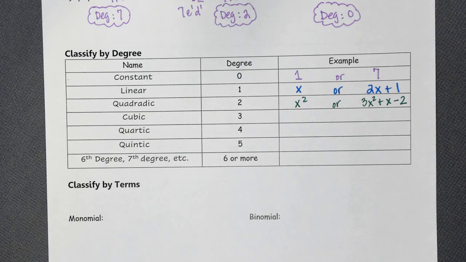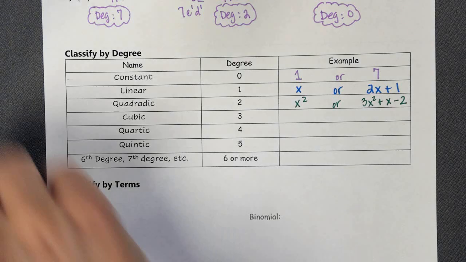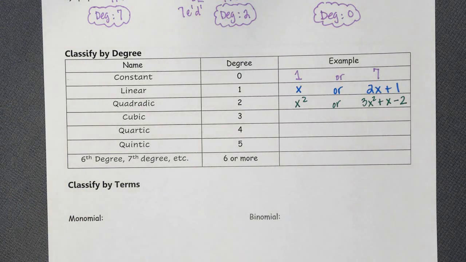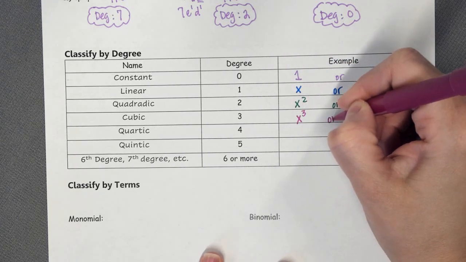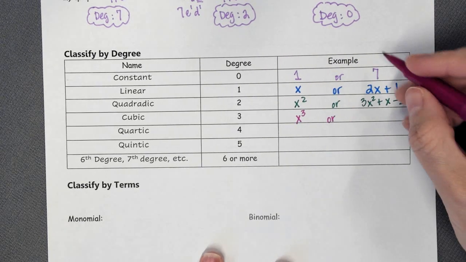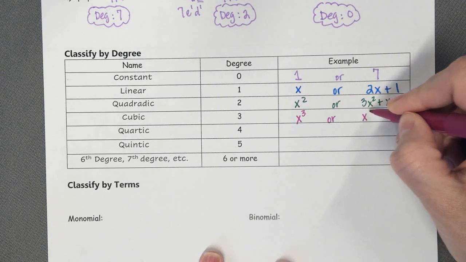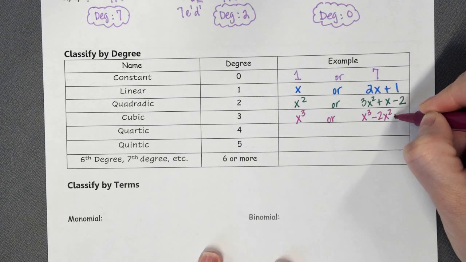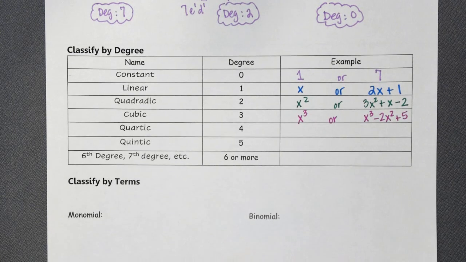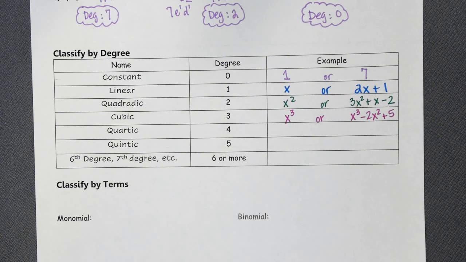Okay, and then cubic is going to be x to what power? 3. So we can write this as x cubed, or you could have something like x cubed minus 2x squared plus 5. So you can have a combination of any of those. Make sure you're writing this down with me.